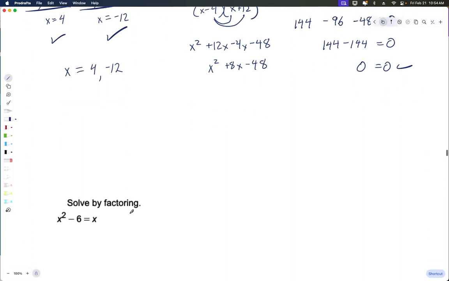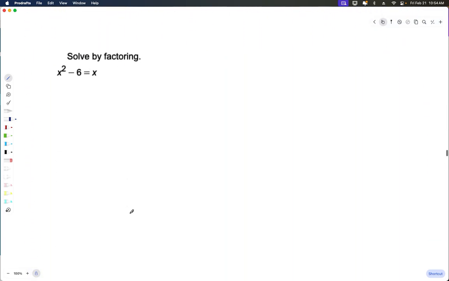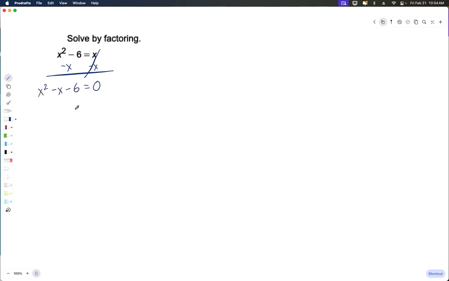So let's do the very last one. Solve by factoring. Again, we have to rearrange, get it in the right order and format. So I'm going to subtract x from both sides. This cancels, becomes a 0. And if I put these 3 terms in the right order, it's going to be x squared minus x minus 6. So now I'm going to factor.